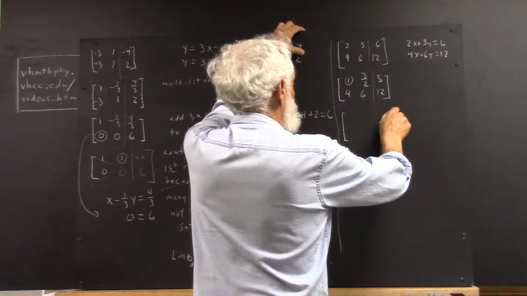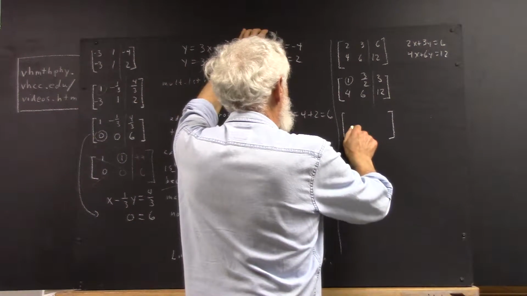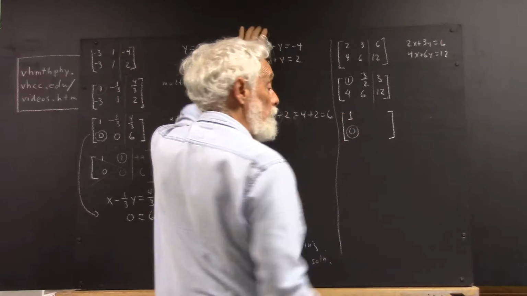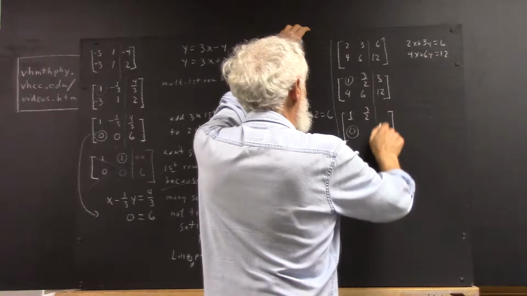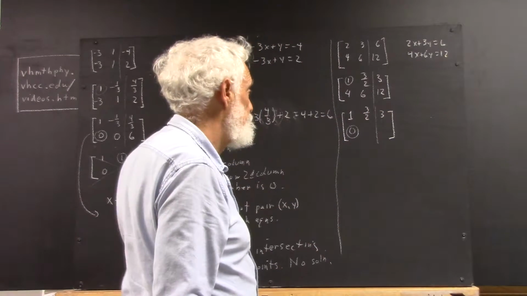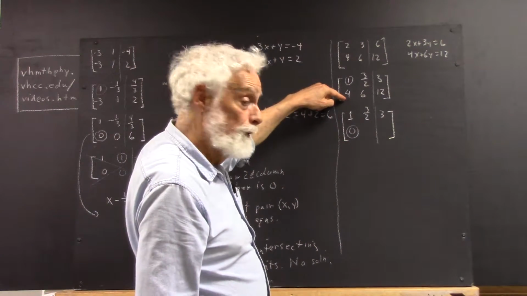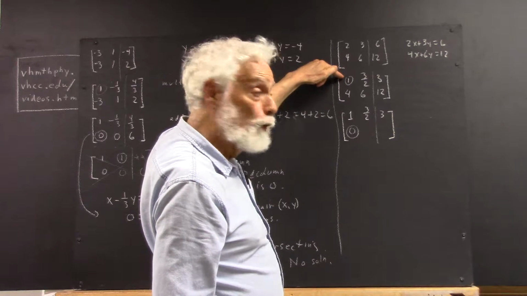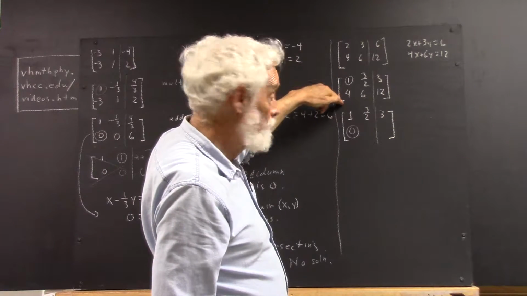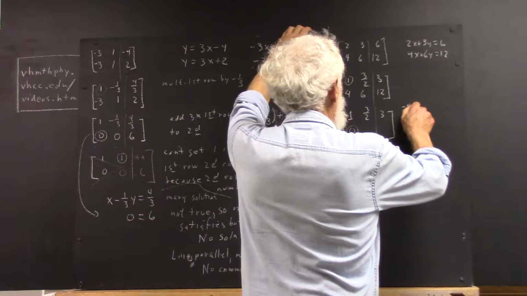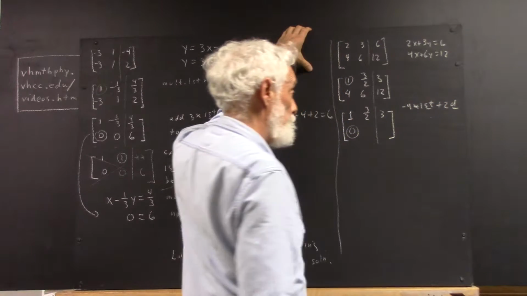Okay, next, what do I do? Well, I want to get a 0 here. And I want to keep my 1 here, which means I'm not going to mess with my first equation. I'm going to mess with the second equation. So what do I do to the second equation? Well, I do -4 times the first equation to get a -4 there, and add it to the second equation. So I do -4 times the first plus the second.